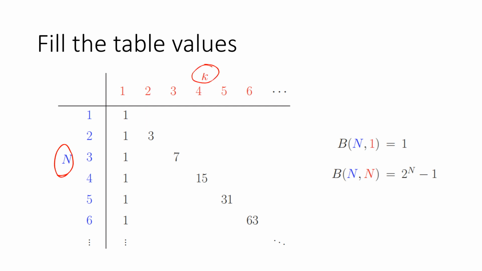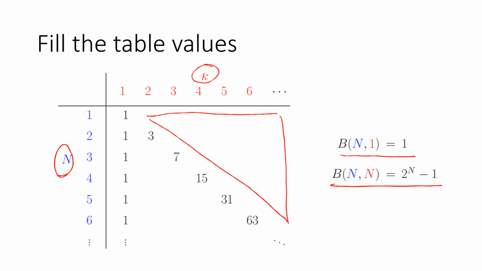We saw this table earlier, and we know that B(n,1) is 1 and B(n,n) is 2 to the n minus 1. And we also know why that's the case. If you remember, we also filled these values, right? So let's not think about those, the upper triangle. We are bothered about these values, the lower triangle.